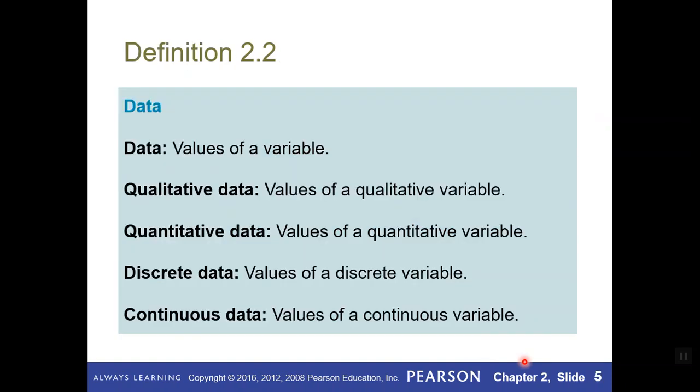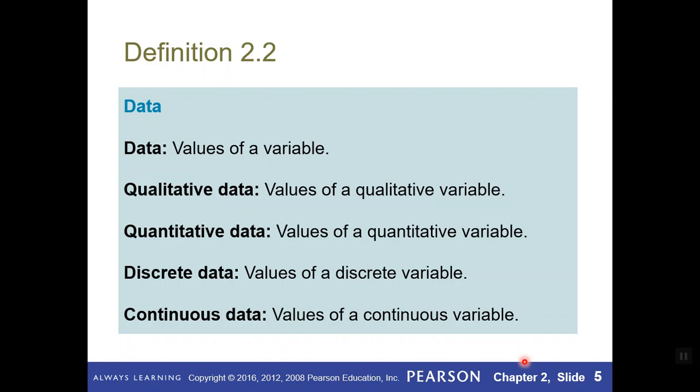Okay. The next definition is data. What is data? Data is the values of variables. Simply a collection of variables. Again, we have those four guys here: qualitative, quantitative, discrete, continuous. So qualitative data, you know what data is, values of variables. So qualitative data means values of a qualitative variable. Quantitative data means values of a quantitative variable.